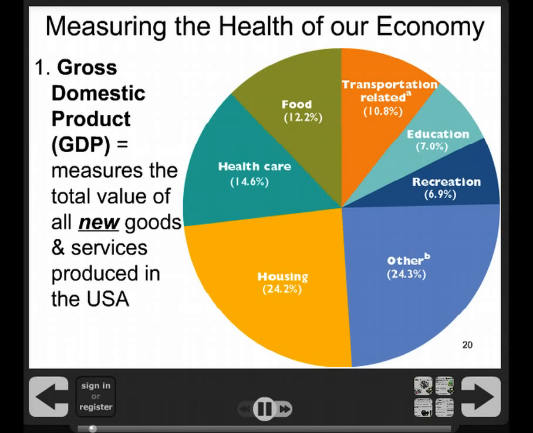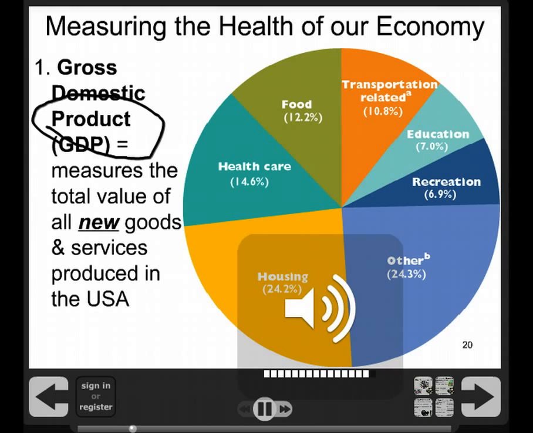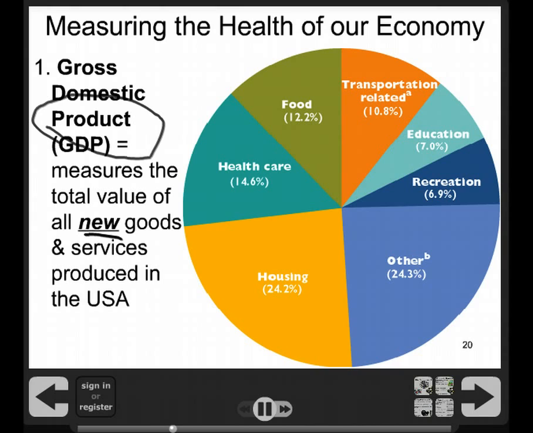The first measuring tool that we see is something called a gross domestic product. And the key word here is this word product. Now, GDP measures all of the new goods and services that a country makes, either in a given month, a given quarter, or a given year. If you think about this logically, if your economy's doing great, you are making lots and lots of stuff. And so your GDP would be very high.